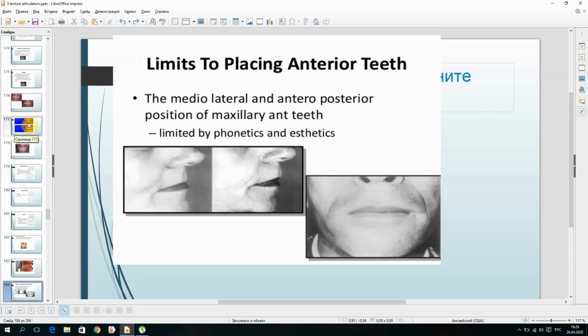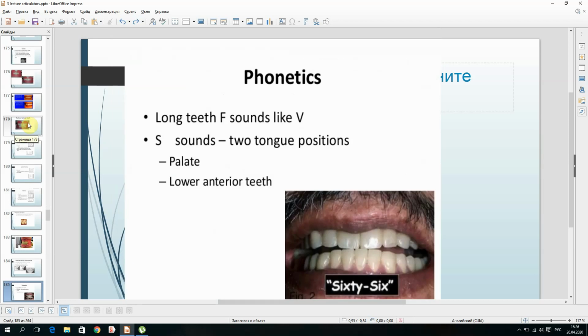Limits to placing anterior teeth. The mediolateral and anteroposterior position of maxillary anterior teeth is limited by phonetics and aesthetics. Phonetics: long teeth make F sound like V, S sounds too long, tongue positions, palate, lower anterior teeth. For example, the 66 sound.